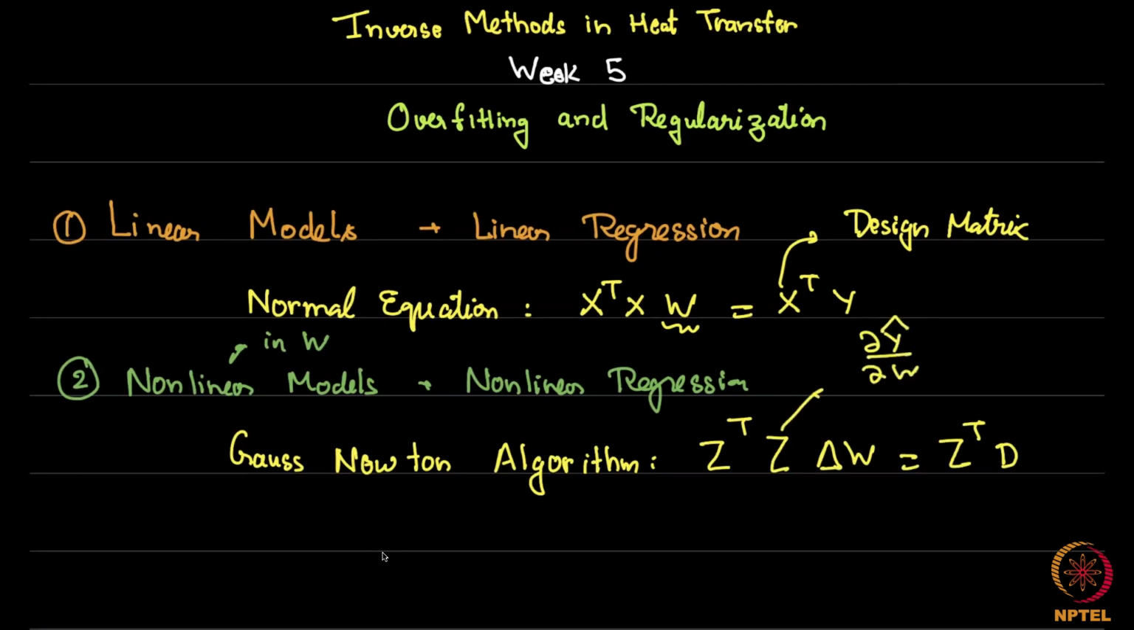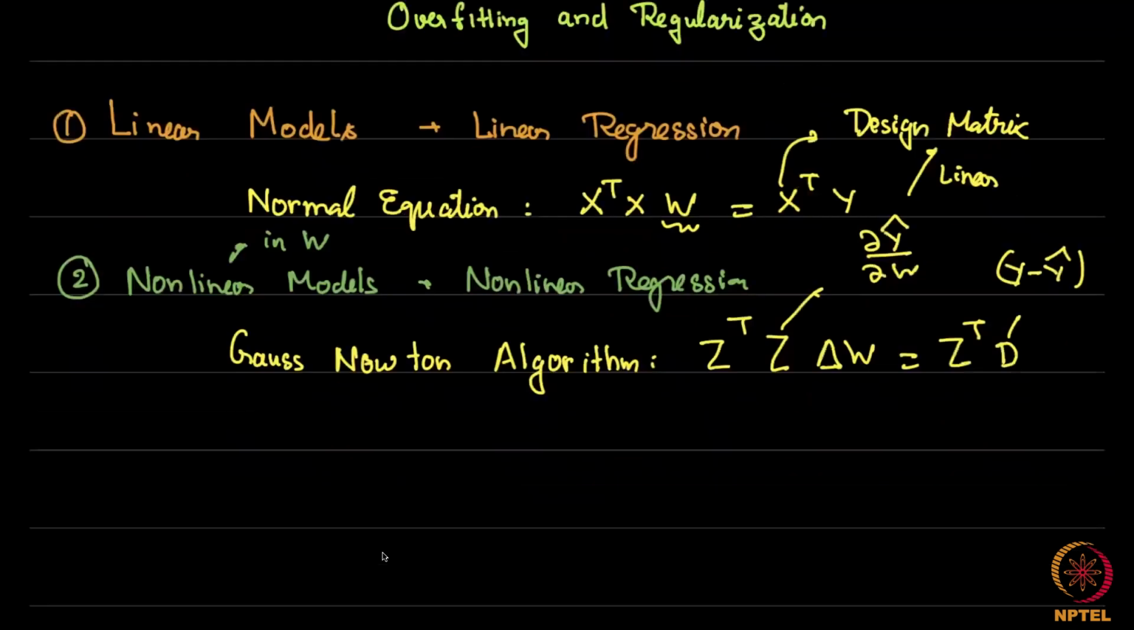In fact, you can see that that would be identical to the design matrix in case Y hat is a linear model. Okay, so this is a simple check that you can do. I think I talked about it also in the last week. D, of course, was Y minus Y hat. So these are the two expressions that we have looked at so far for inverse methods and also regression.